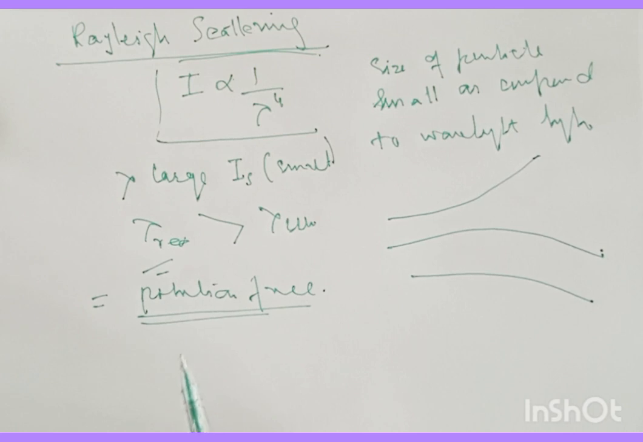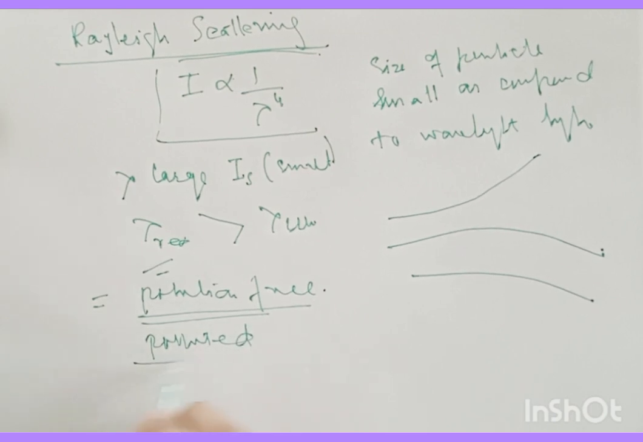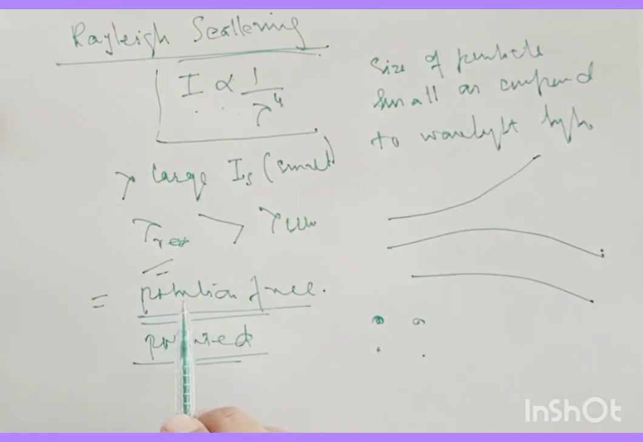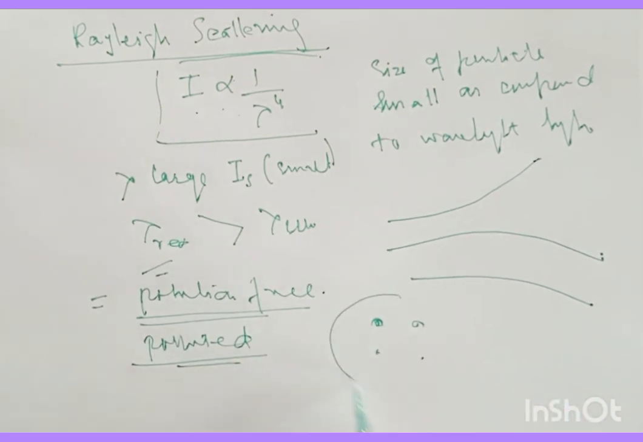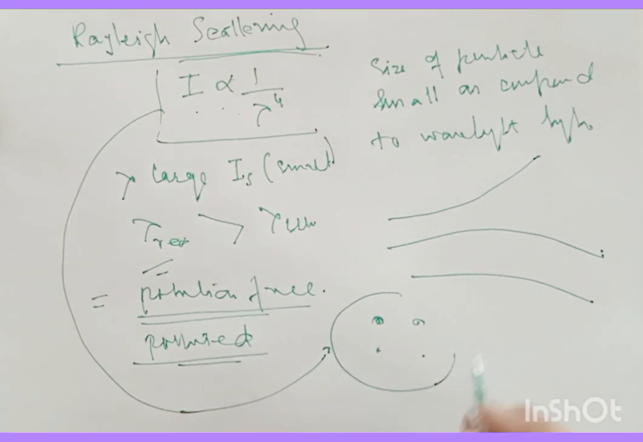Now, when the Earth's atmosphere is polluted, or it contains some dust or smoke particles, the Rayleigh criterion of scattering, which is basically I proportional to 1 by lambda to the fourth, is not valid there. This equation is not valid when we have dust particles or smoke particles in the atmosphere. In this case, the size of the dust or smoke particle, or even the water molecules in the atmosphere, is large.